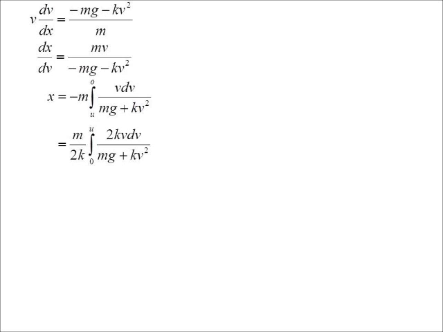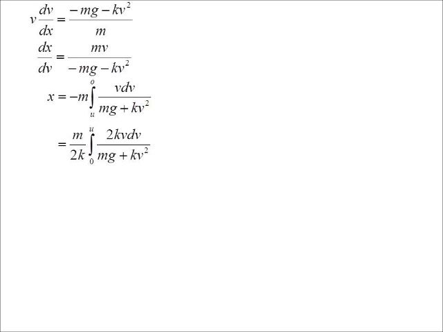v dv on mg plus kv squared. It's a log function. What's the derivative of kv squared? 2kv. So I want to create 2kv on the top, so I've just got derivative on function. Means my constant out the front now is m on 2k.